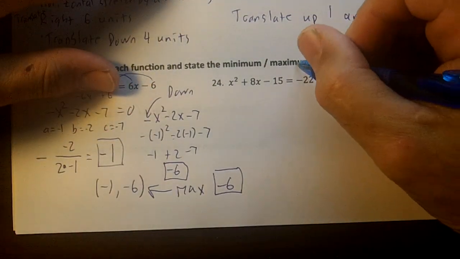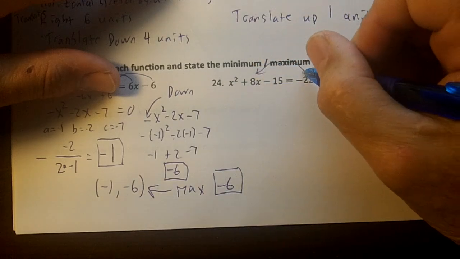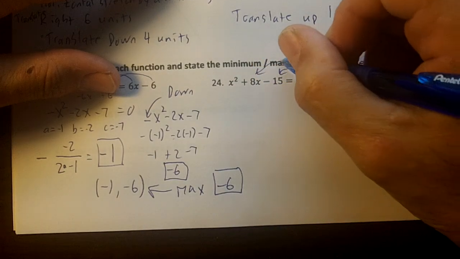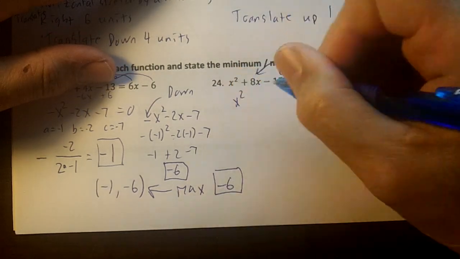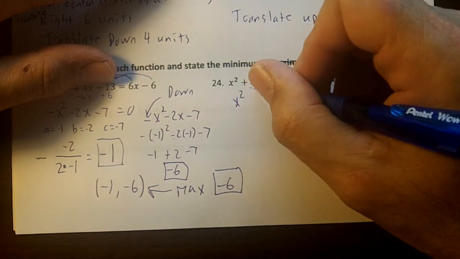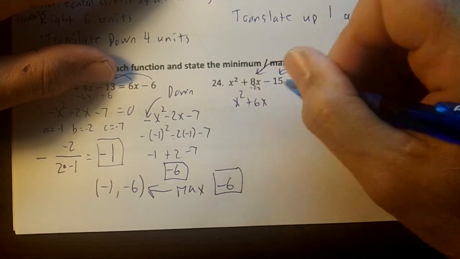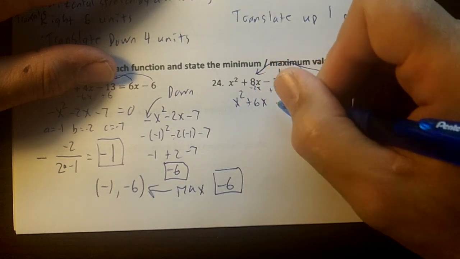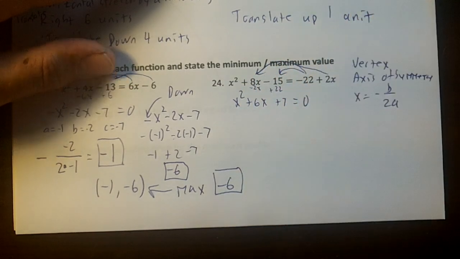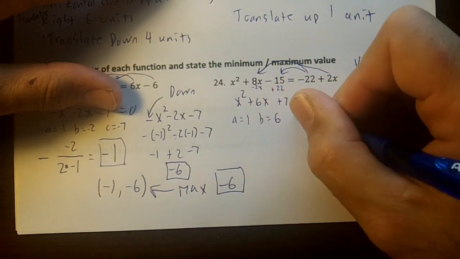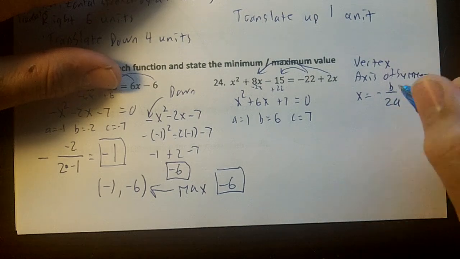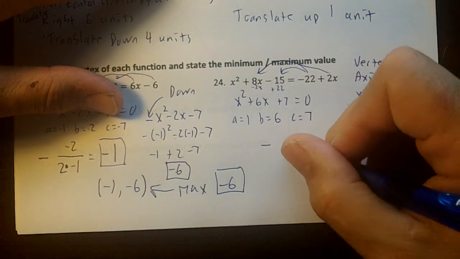Okay, right here we're going to solve for 0. So move the 22 to the left and the 2x to the left. Okay, so I'm going to get x squared, and then minus 2x, that's going to be plus 6x, and then plus 22 plus 7 equals 0. Then write down a equals 1, b equals 6, c equals 7, and then plug in negative fraction bar 2.